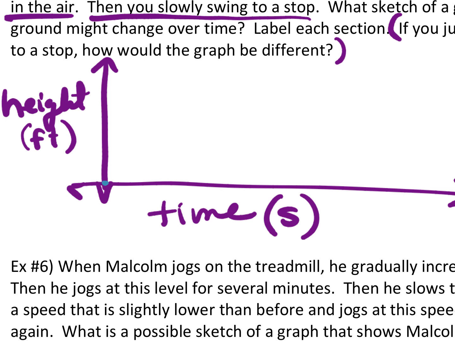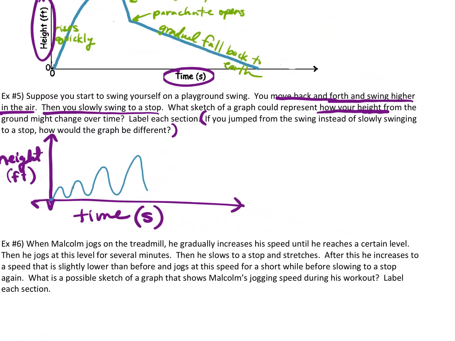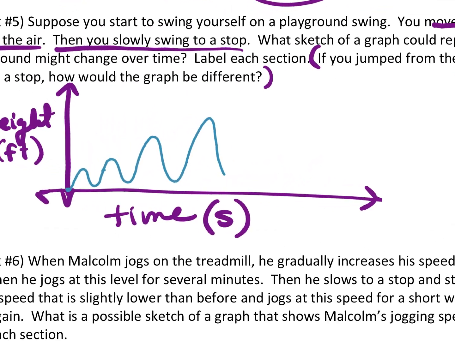I would say you swing forward and get up a little high, and then you're gonna swing back toward the ground, and then this is your backswing now, right? Because you're going here, and now you're getting further away, but you're swinging back, but you get a little bit higher, okay? So now we're gonna swing forward and get a little higher, and now we're gonna swing back and get a little higher, okay? This said, you move back and forth and swing higher in the air, then you slowly swing to a stop.